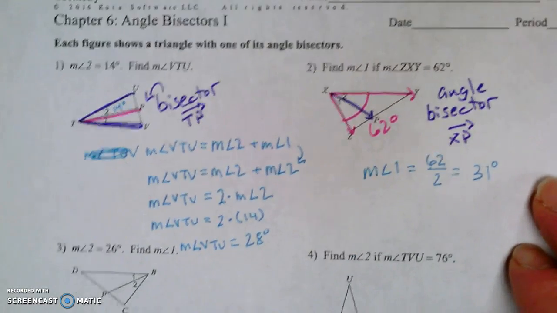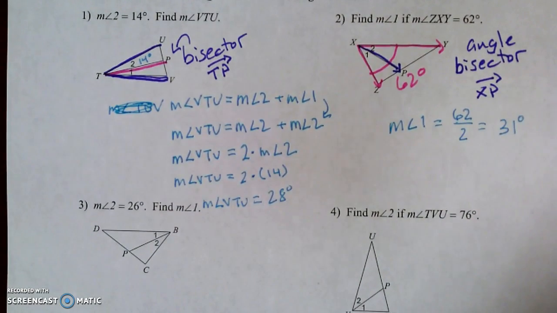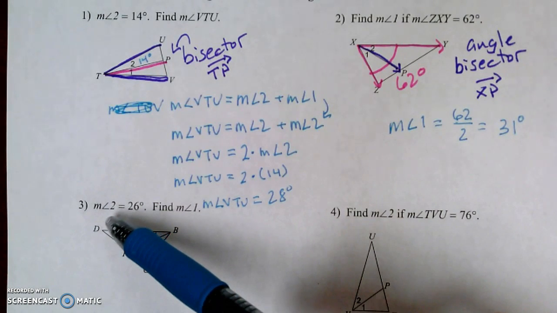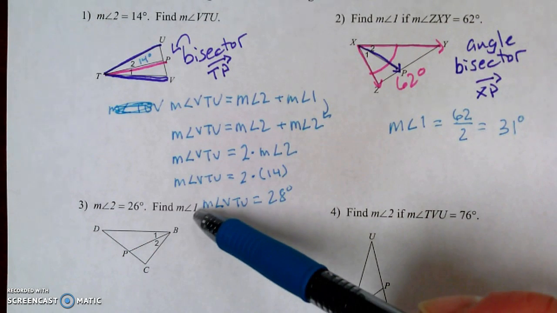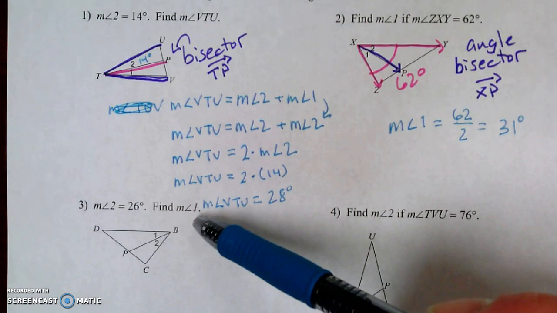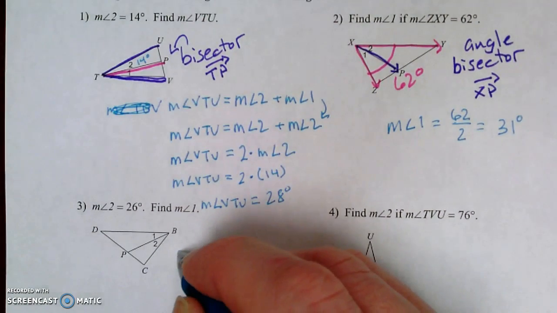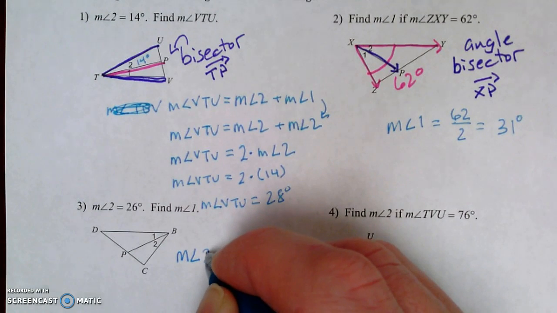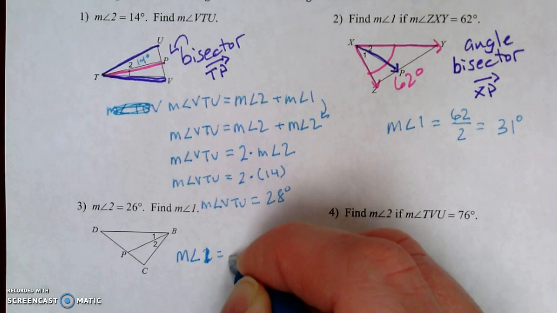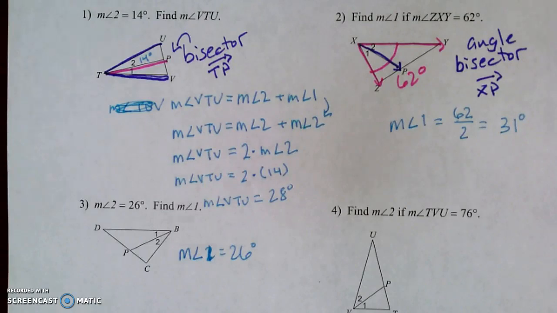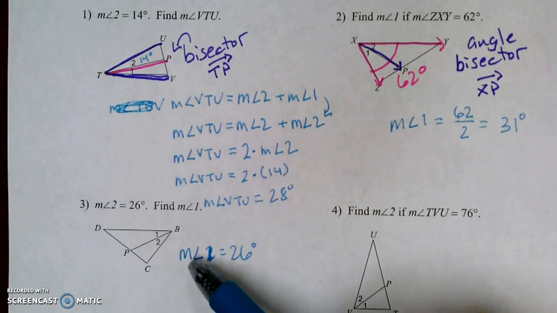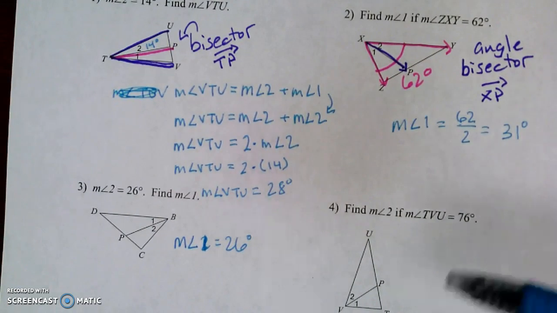There's one other case down here where it says angle 2 is equal to 26, and you're just asked to find the other small angle. Well, both small angles are the same, so angle 1 will also be 26 degrees. A couple of little notes. Remember, measure of angle 1. That's our notation there.